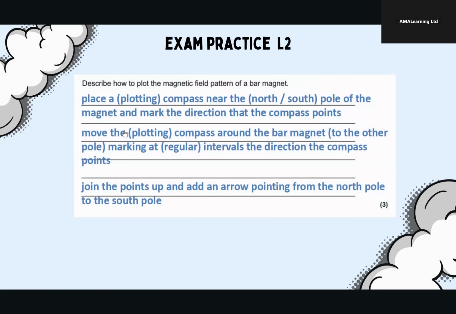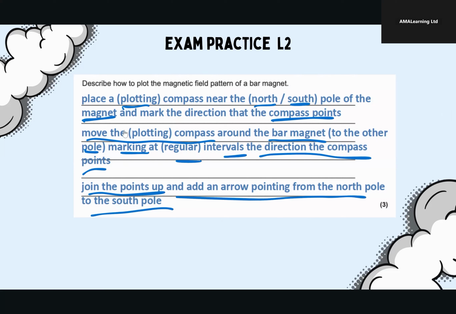Okay, so this is a nice breakdown of how we would do that. Describe how to plot the magnetic field pattern of a bar magnet. So number one, place a plotting compass near the north pole of the magnet and mark the direction that the compass points. Then move the plotting compass around the bar magnet to your other pole, marking at regular intervals the direction the compass points. Join all the points up and add an arrow pointing from the north pole to the south pole. So exactly what we just went through on the previous 3 slides.